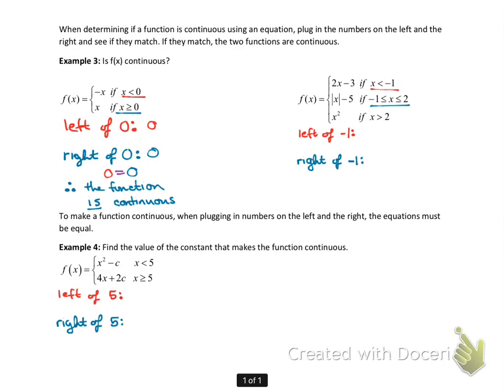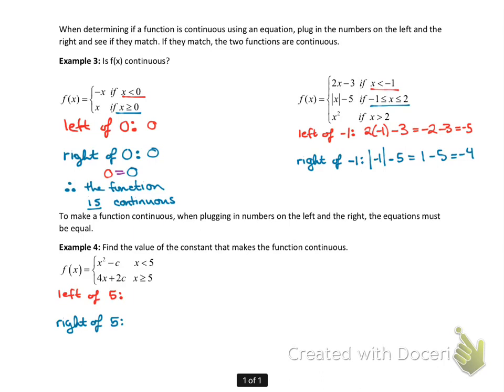If I plug in -1 into the red equation, the top equation from the left, I have 2 times -1 minus 3. Well, 2 times -1 is -2, minus 3 is -5. All right, so let's see that middle equation. If I plug in the absolute value of -1 minus 5, well, an absolute value means that it becomes positive, so we actually have 1 minus 5, which is -4. Okay, well, -5 is not equal to -4. That means that it will stop at -5 and it'll jump to -4.